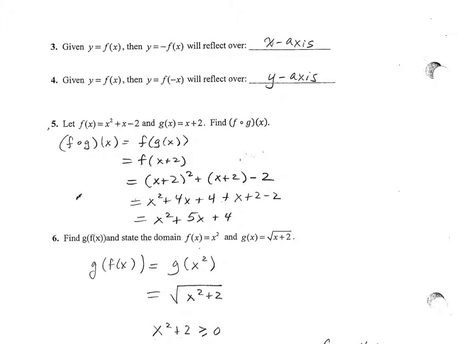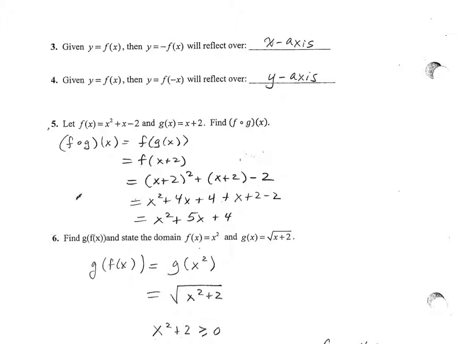Problem 4, now we put the negative on the inside. And when we put the negative on the inside, and we ask what reflection we're talking about here, this is going to make the x values change from positive to negative, and when that happens, it creates a y-axis reflection in the graph.